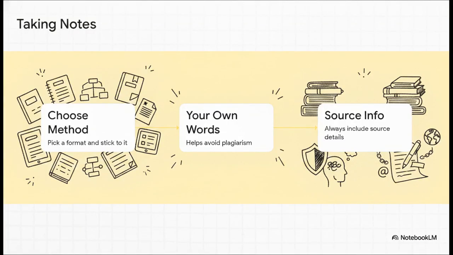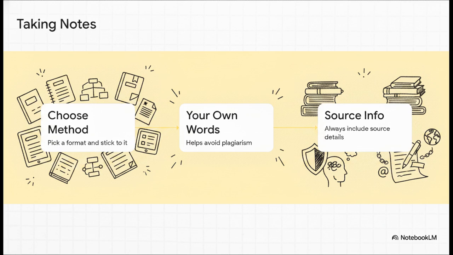Well, whenever you sit down to research, there are 3 absolute, non-negotiable steps you must follow to capture information safely and effectively. First up, choose a method. Just pick one and stick to it. Second, write down only the most important points. And make sure you do it in your own words whenever you possibly can.